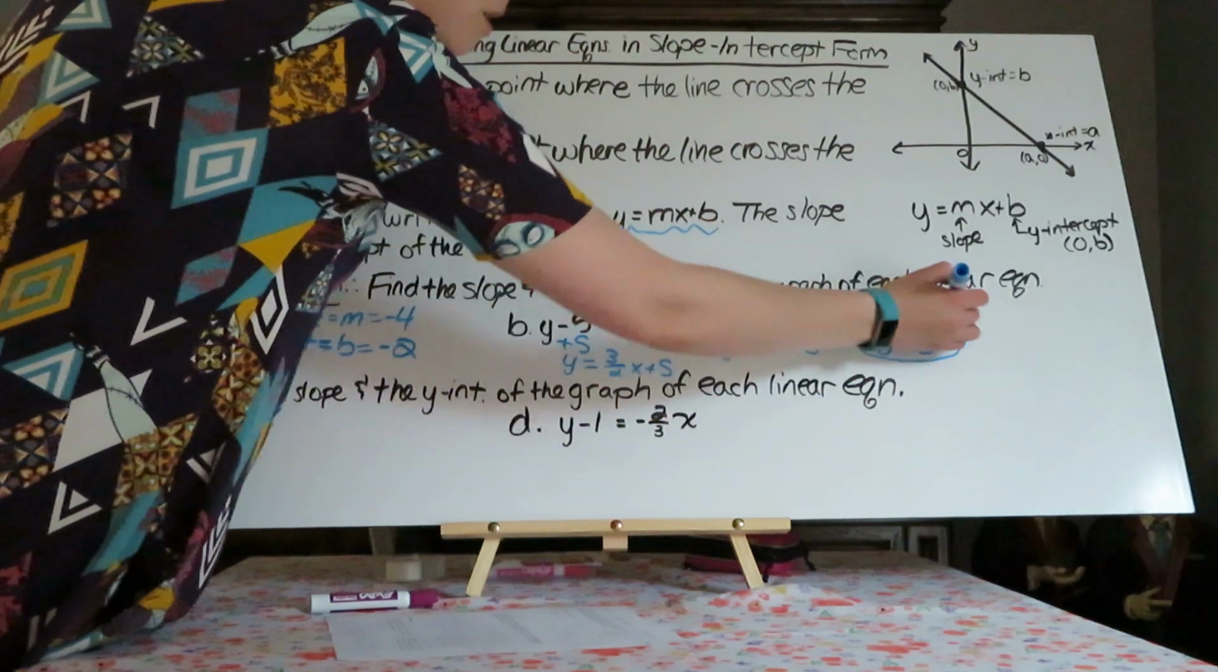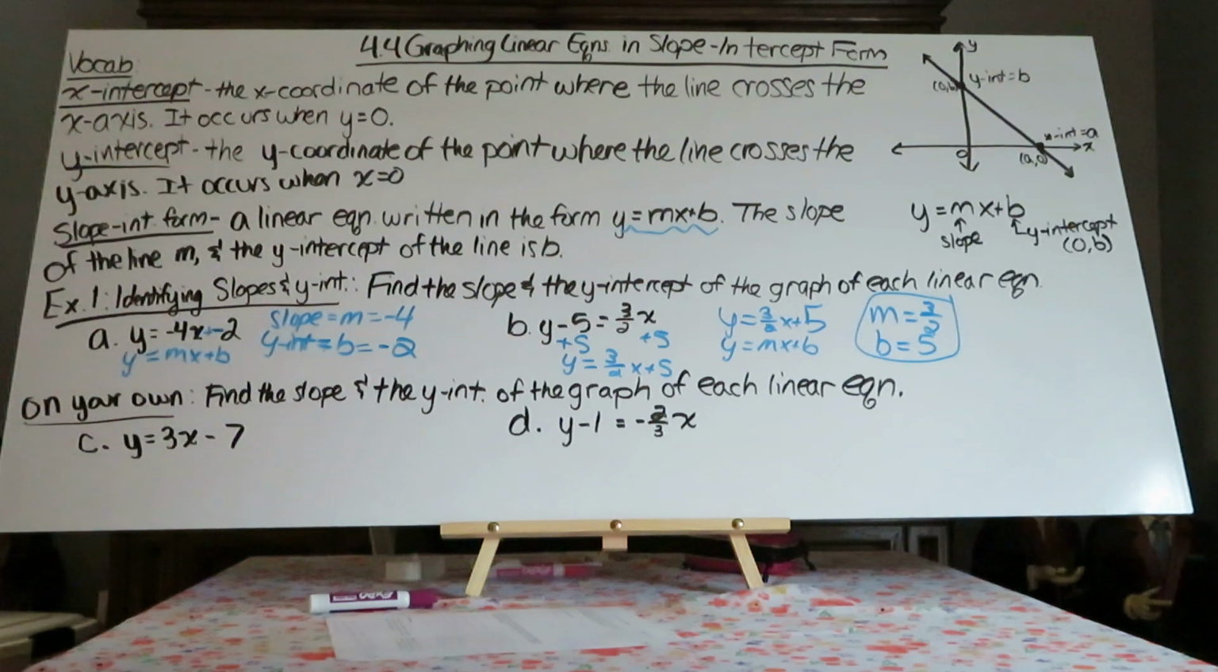Now you'll notice this time I wrote slope as m and my y-intercept as b. I still want you to write some kind of thing signifying what is your slope and what is your y-intercept. All right, feel free to try the next two on your own and then come back, find the slope and the y-intercept of the graph of each linear equation.